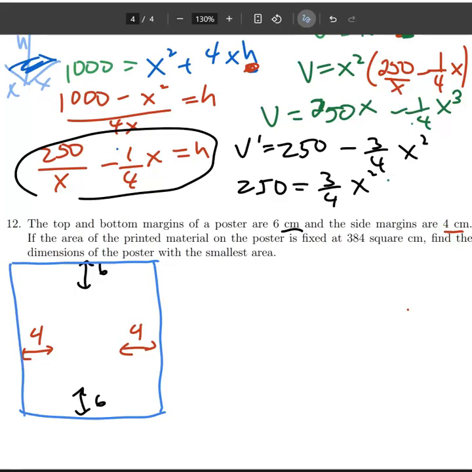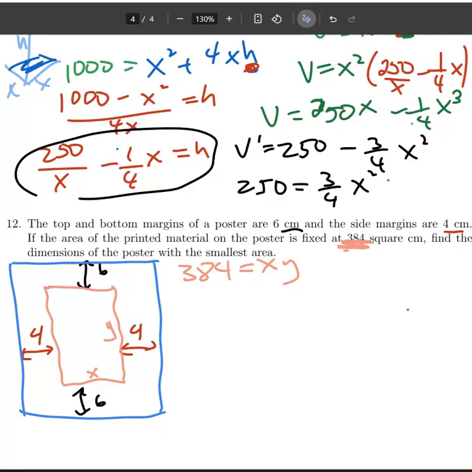And so this is the whole poster, and the printed area is the part inside the margins. They say that the printed area is fixed at 384. You want to make it easy, and I always like the one to be substituting in to be the easiest one. So I'll make this x and this y. 384 is x times y.